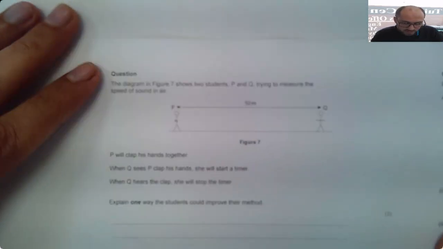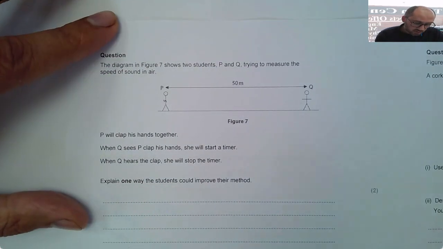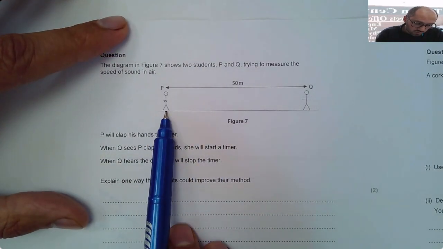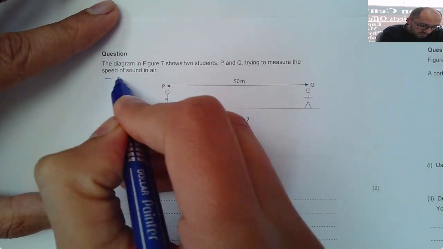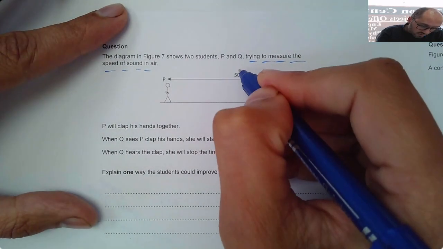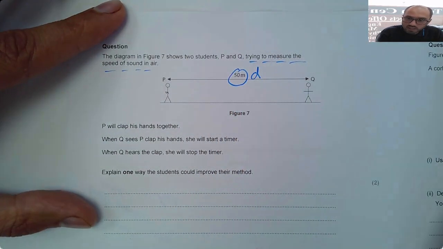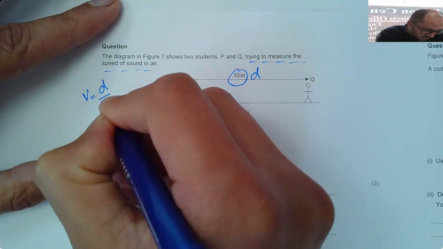This question is about investigation, but the majority of the work has already been done in this question. So what are they doing here? We've got 2 students, P and Q. What are they trying to do? They are trying to measure the speed of sound, right? In this case, this is the value of t. So I need a value of t. So the equation that applies to this situation is V equals d divided by t.